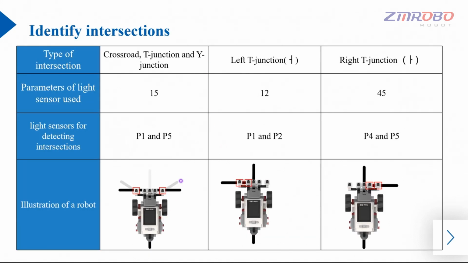If you want the robot to stop at a crossroad, T-junction or Y-junction, you can set the parameter of light sensor to 15. If you want the robot to stop at the left T intersection or the right angle curve on the left, you can set the parameter of light sensor to 12. If you want the robot to stop at the right T intersection or right angle curve on the right, you can set the parameter of light sensor to 45.